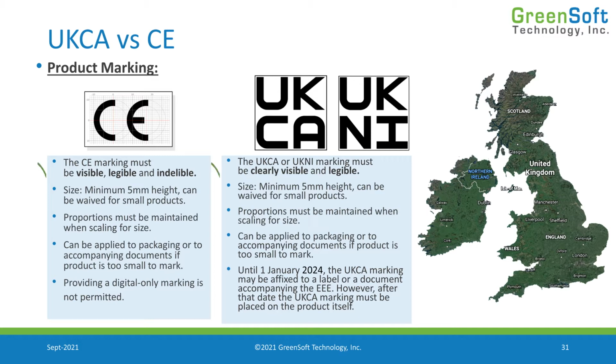They need to be visible and legible. They need to be a minimum of 5 millimeters in height, but that can be waived for smaller products. Proportions must be maintained if you scale the size up or down, and these markings can be applied to the packaging or accompanying documents if the product is deemed too small to mark.